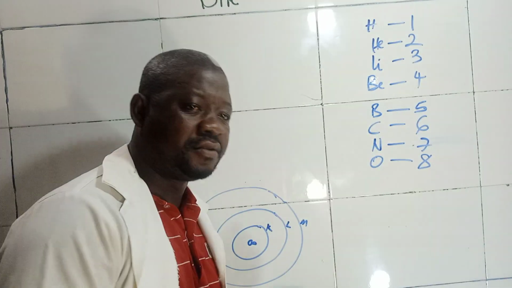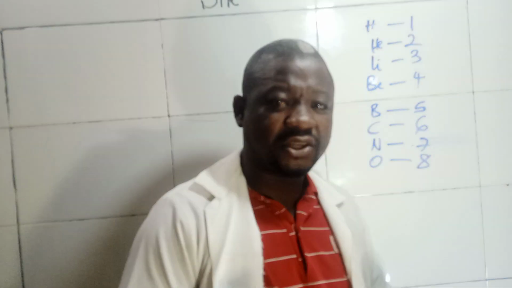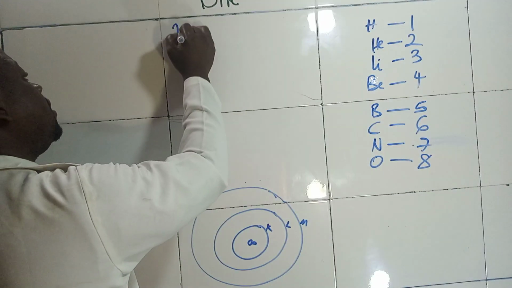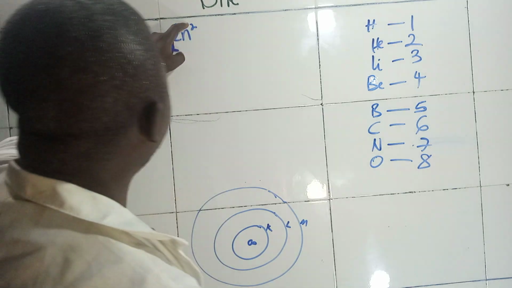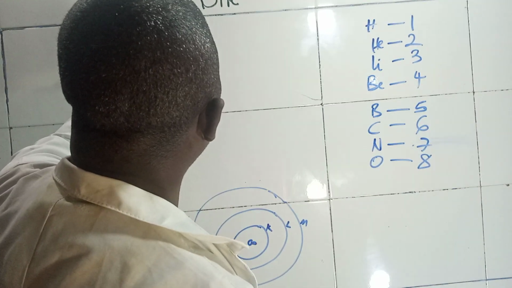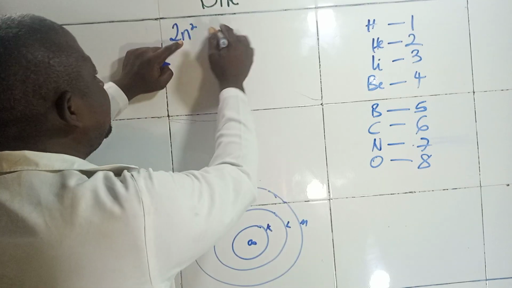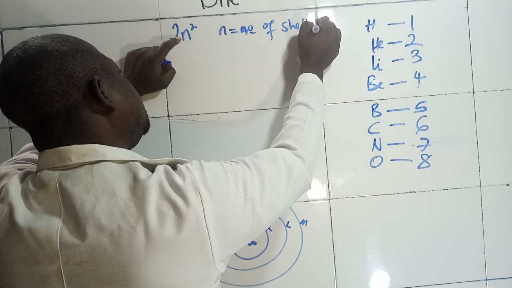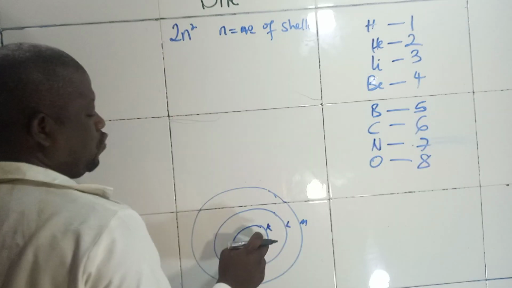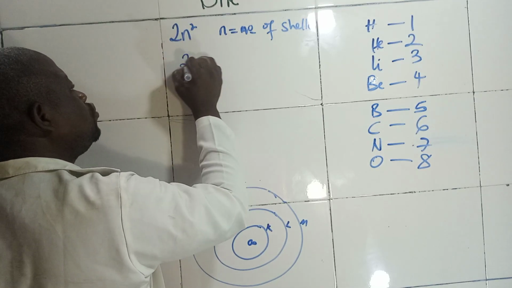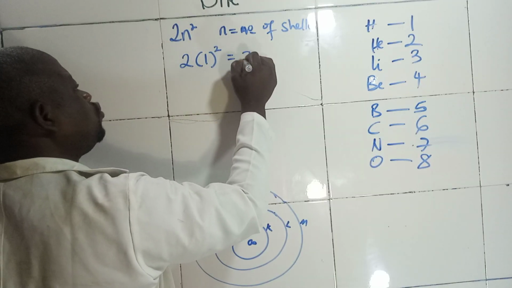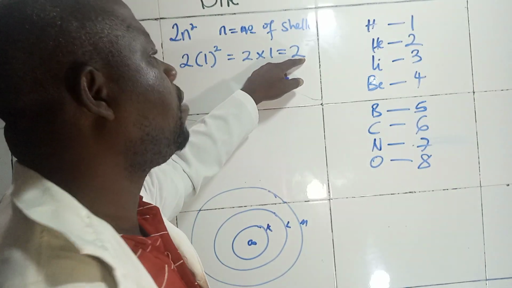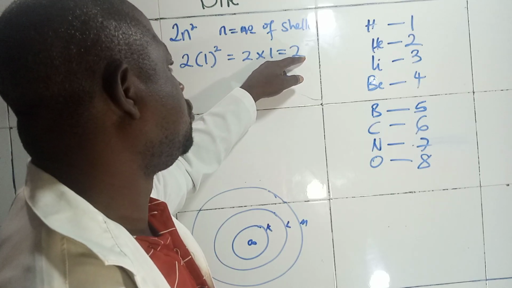And there is a formula given to determine the number of electrons for every shell of an element. And that formula is 2n squared, where n is the number of the shell. So if n is equal to 1, shell 1, how many electrons will be there? That will be 2 into bracket 1 squared, which is 2 times 1, equal to 2. It means that in the first shell, the maximum number of electrons you can have is 2.